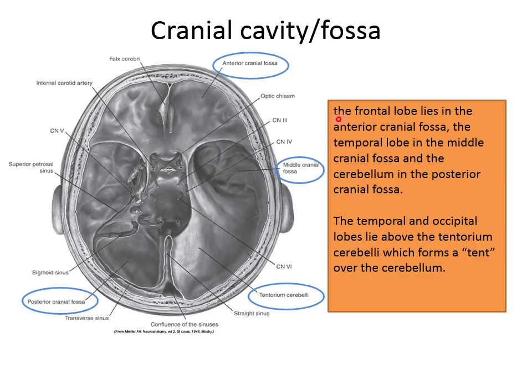Here we see a cranial cavity that shows the anterior cranial fossa, where the frontal lobe sits, the middle cranial fossa, where the temporal and occipital lobes sit, and the posterior cranial fossa, where the cerebellum sits. Covering the cerebellum is the tentorium cerebelli. It's essentially a tough membrane covering the cerebellum, separating it from the occipital lobe that sits here.